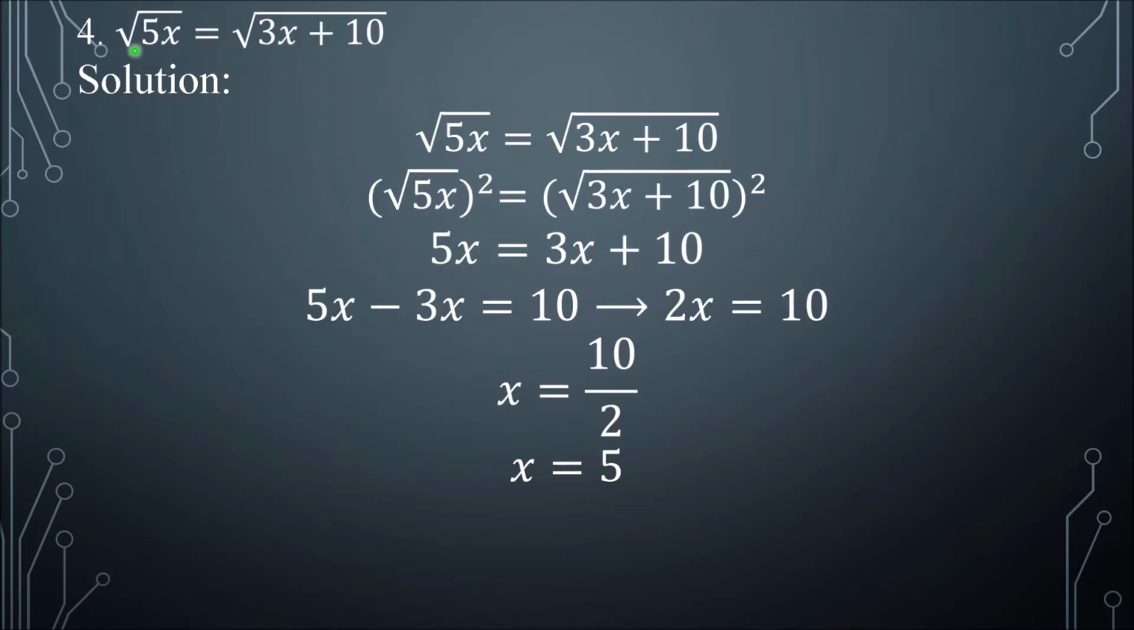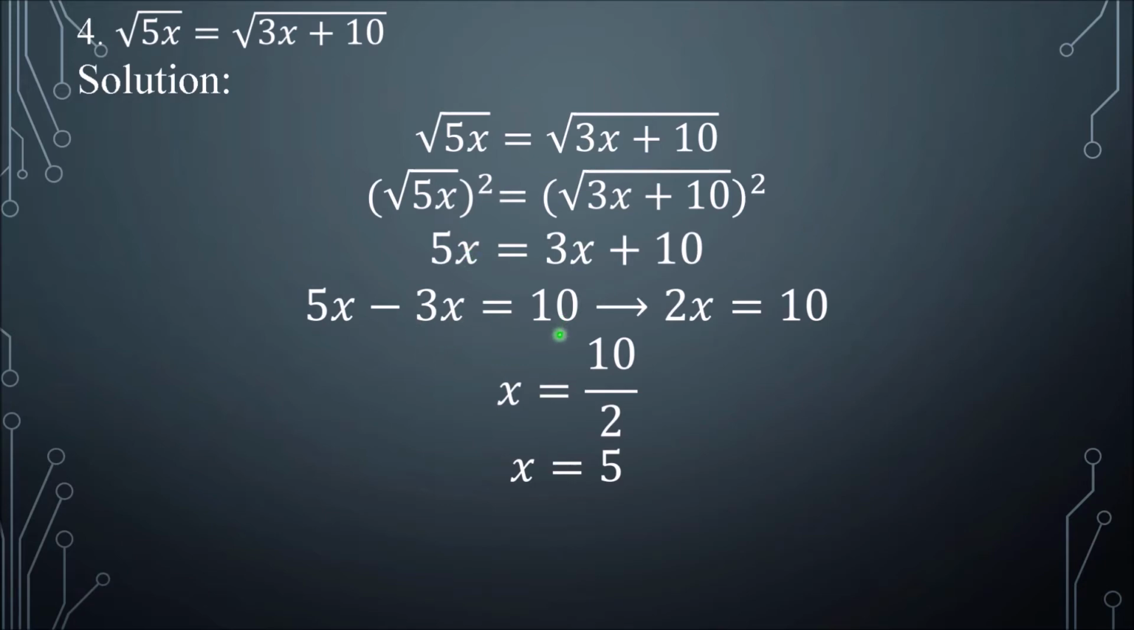Number 4, square root of 5x is equal to square root of 3x plus 10. So square both sides to remove the radical sign. That's 5x, and then this one is 3x plus 10. Now we can combine similar terms, 5x and 3x. That will be 5x minus 3x. Why minus 3x? Because 3x must be transferred to the other side.